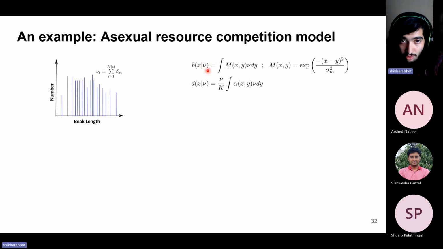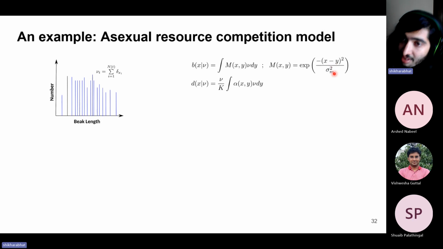If I have a population nu, the birth rate at the point x is given by the integral of e to the minus (x minus y) square times nu dy. How you should think of this is individuals are asexual. They give birth to offspring with mutations. The effect of these mutations, that is how far away the mutant is from the parent, is a normal distribution. This is an exponential of minus (x minus y) square. And this is the variance of the distribution. I've just omitted the normalization constant because it doesn't matter.